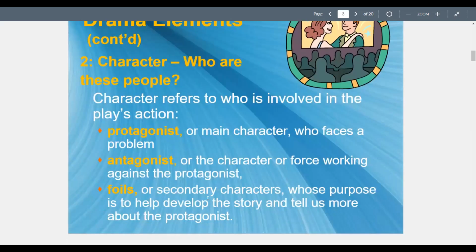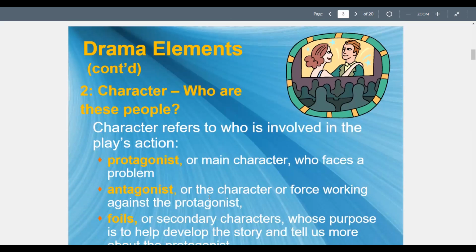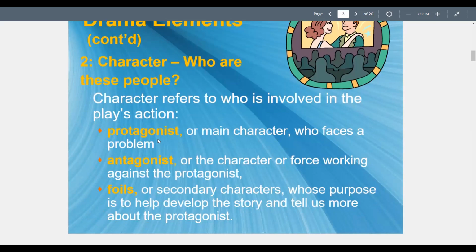Next, we focus on the character. Who are the people that we've just been introduced to? So, same as with short stories, we're going to have our protagonist, our main character who faces the problem of the conflict. The antagonist is the character or force working against the protagonist. And then the foils are the secondary characters who help us develop the story and tell us more about the protagonist.